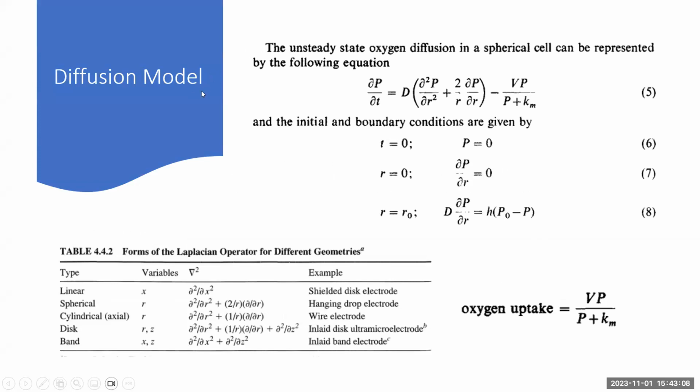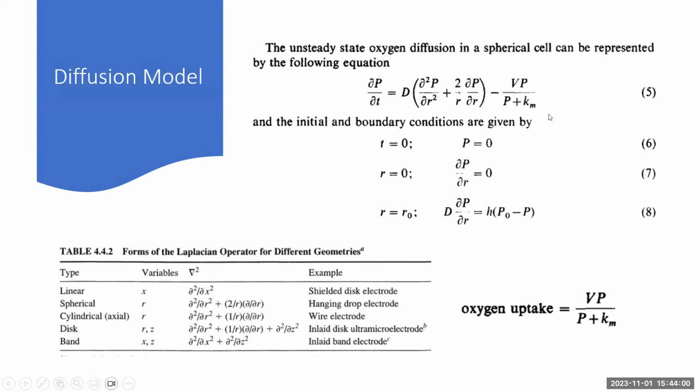There is an example of a diffusion model derived from Fick's second law. This model describes the steady state oxygen diffusion in a spherical cell. In this slide, you can see the second derivative term, which looks kind of different from the primitive one. It's because this model is built in a spherical coordinate system, and the Laplace operator should also change its form. You can see how the Laplace operator changed in this table under different coordinate systems, or you can just derive it by yourself, but it's pretty complex.